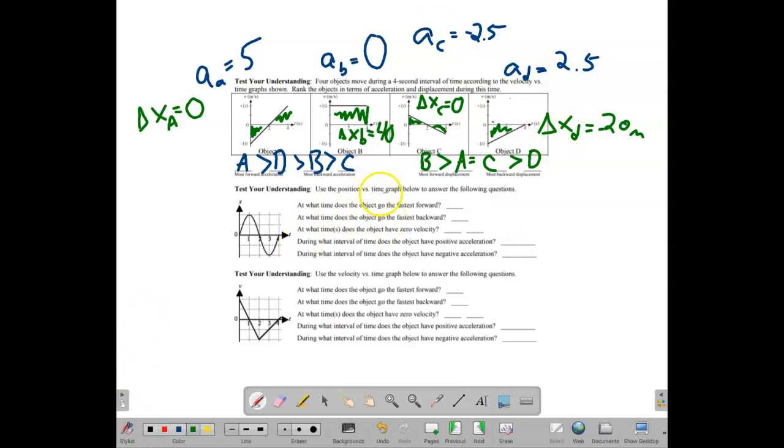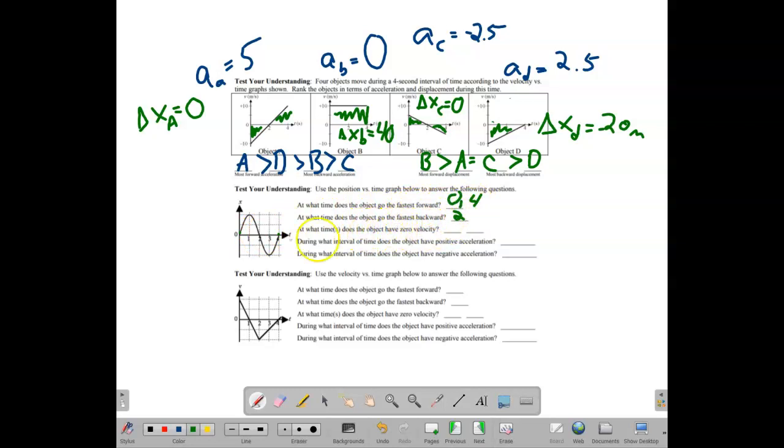Now for down here, use a position versus time graph to answer the following questions. At what time does the object go the fastest forward? Fastest forward on a displacement versus time graph is going to be the most positive slope. So the most positive slope happens right here at 0 and then again at 4. So that can be 0 or 4. At what time does the object go fastest backwards? That's going to be the biggest negative slope, which happens at exactly 2 seconds.